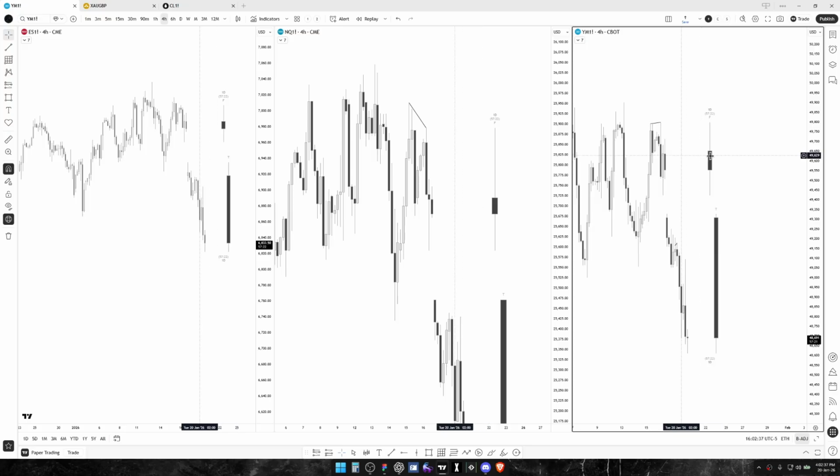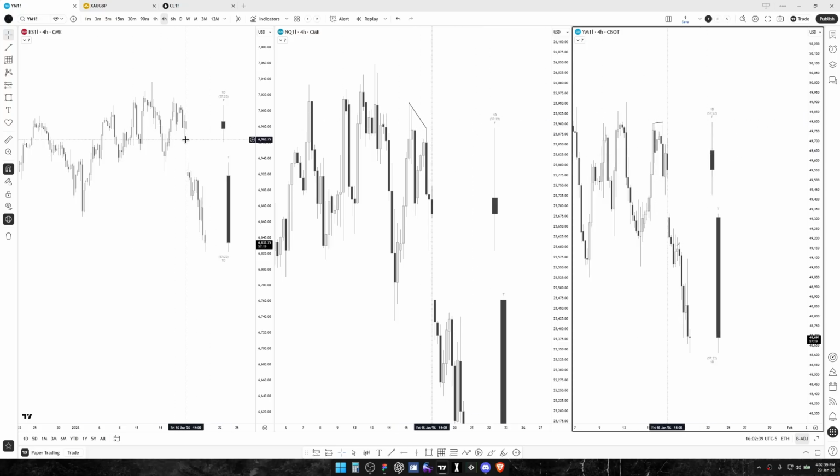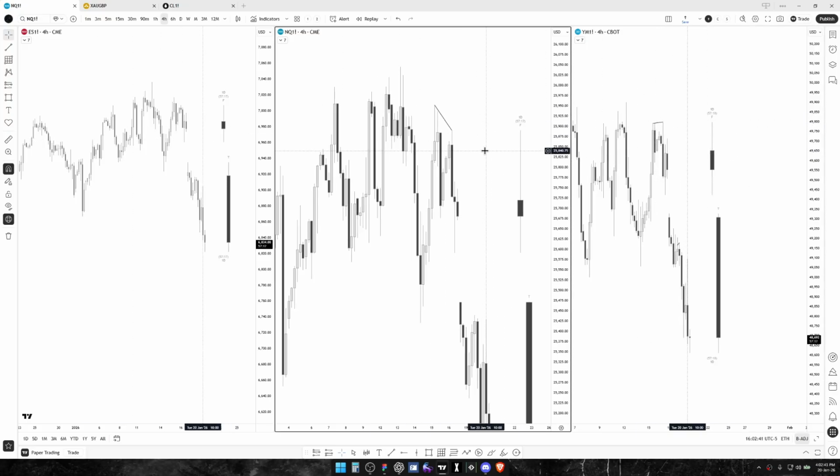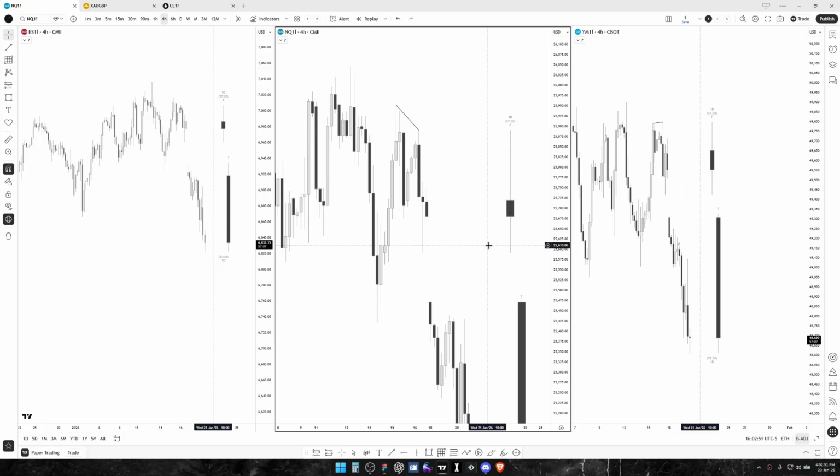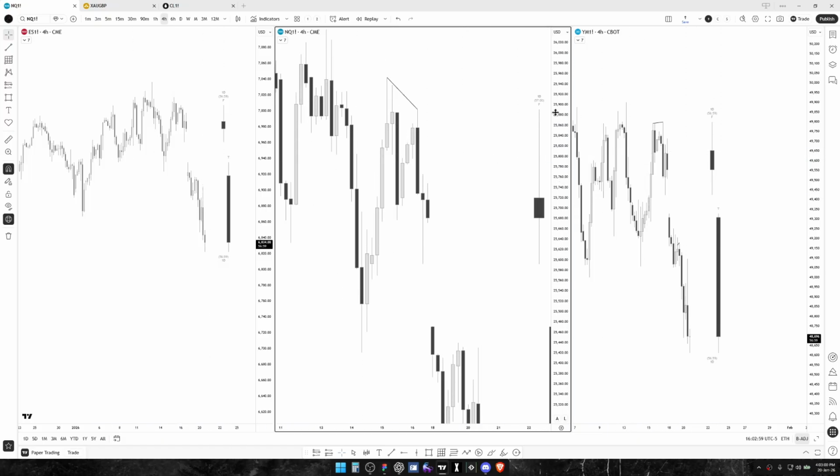So this is a divergence. There's a cracking correlation between the two assets. SMTs specifically are a clue. They're like a confluence for you to start to see if price is going to reverse from there and continue down. So it gives you an extra piece of information for you to use.